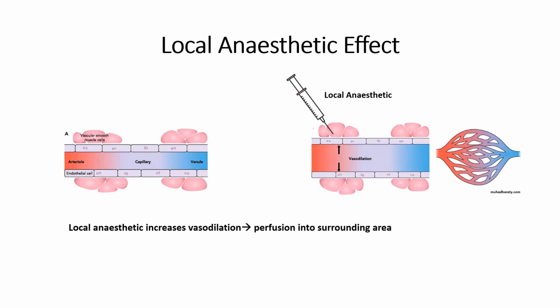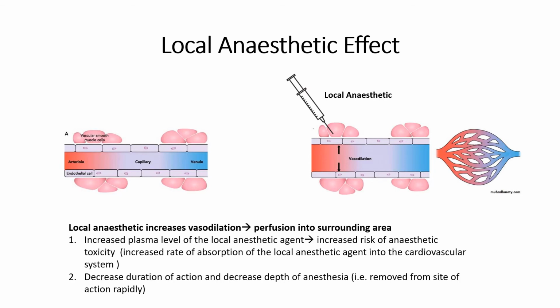After local anesthetic injection into tissue, blood vessels dilate in the area, resulting in an increased blood flow to the site, and this increase in perfusion leads to several effects. There would be an increase in the rate of absorption of the local anesthetic agent into the cardiovascular system, which in turn removes it from the injection site, thereby causing an increased plasma level of the local anesthetic, which consequently increases the risk of local anesthetic toxicity.